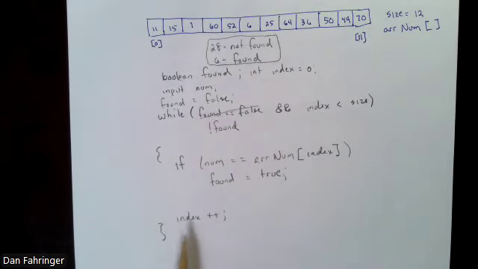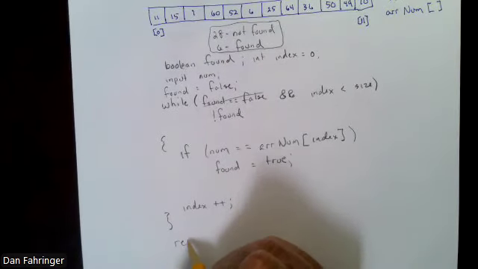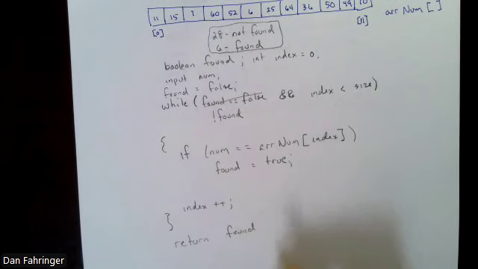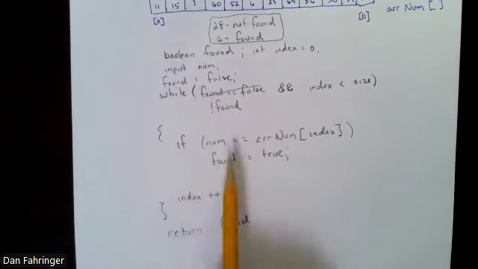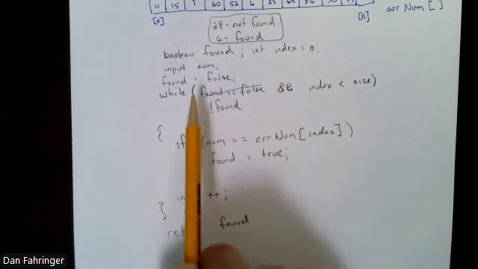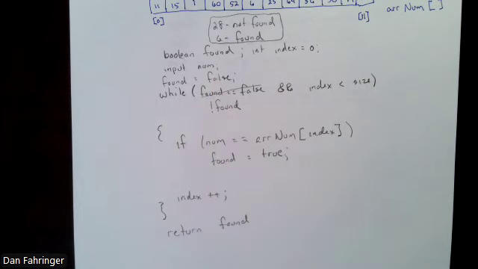My index going all the way through this is going to be my other way out. And then I may have something like return found. If it's true, it returns true. If it went all the way through exhausted, it returned false. So it was nice having that flag of true or false. Remember, we called that a flag.